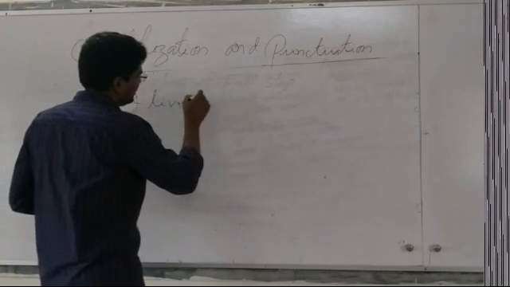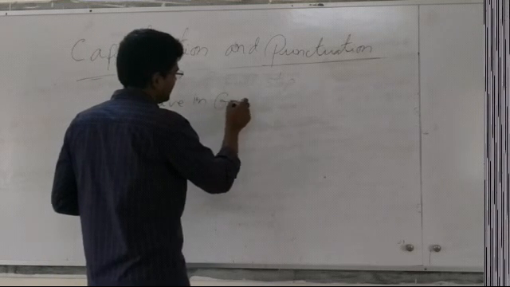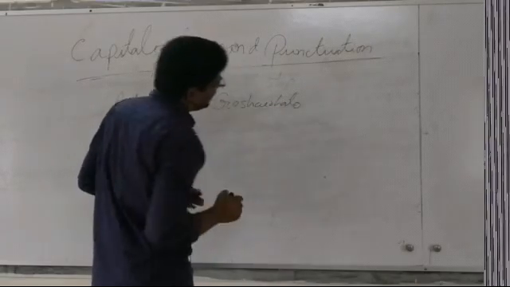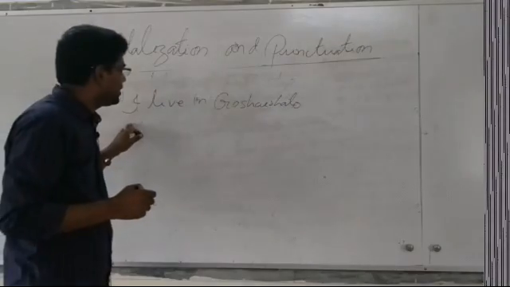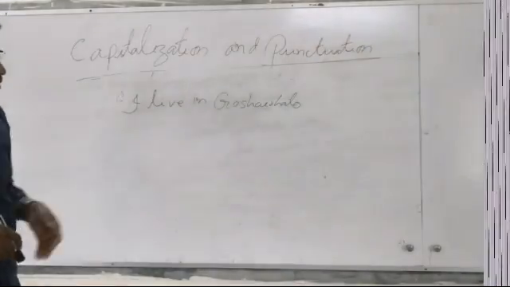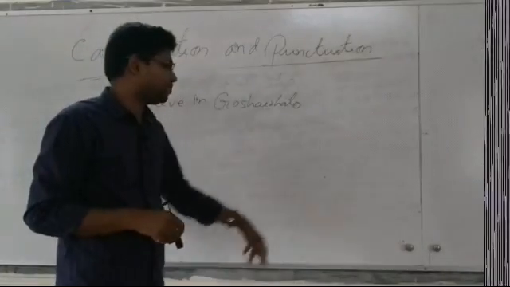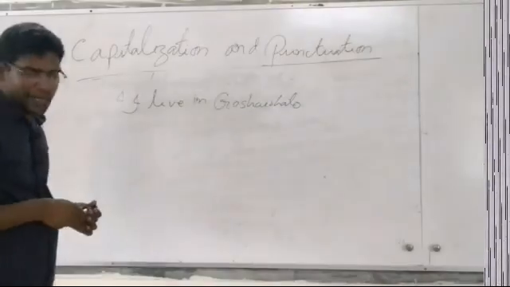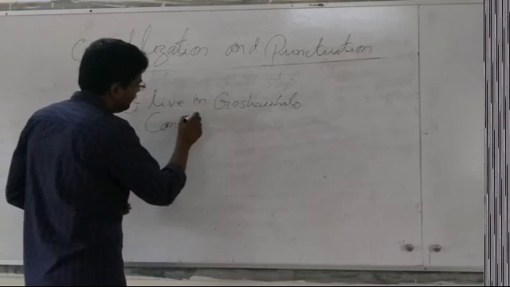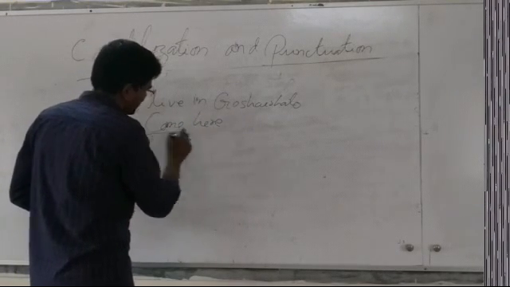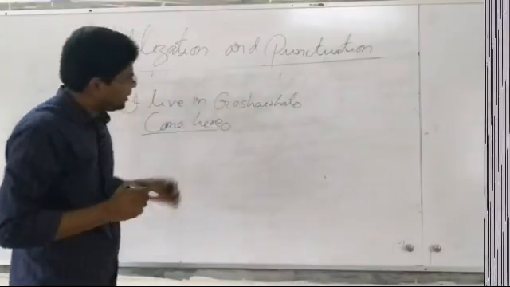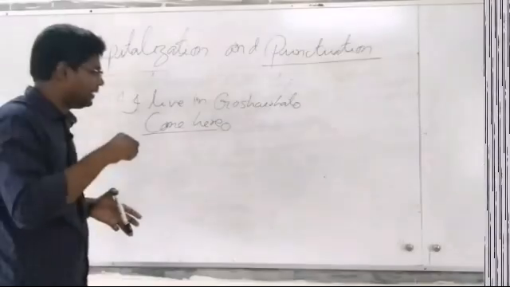I live in Gujarat. Here I have used full stop because this is an assertive sentence. Since this is an assertive sentence, at the end I have used full stop. Again, if I write down any imperative sentence, suppose come here, this is an imperative sentence. Again, I have used here a full stop at the ending of the sentence.